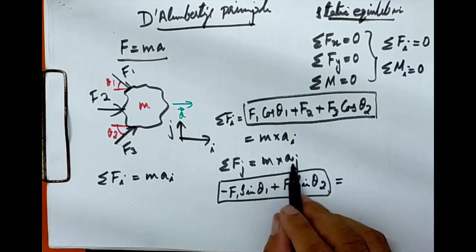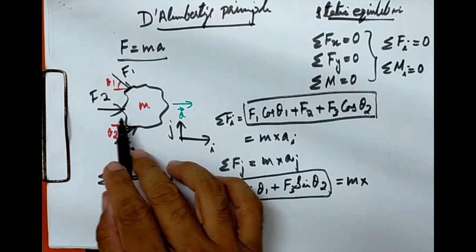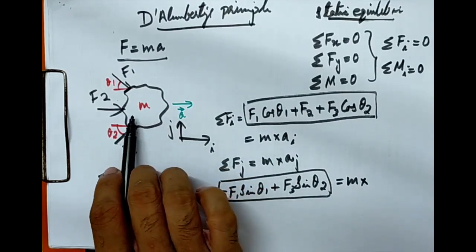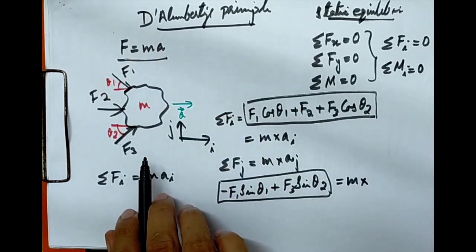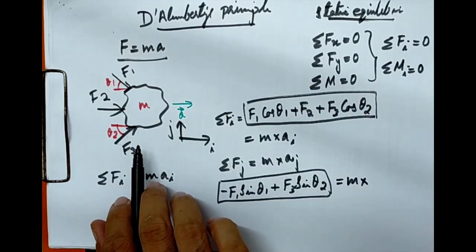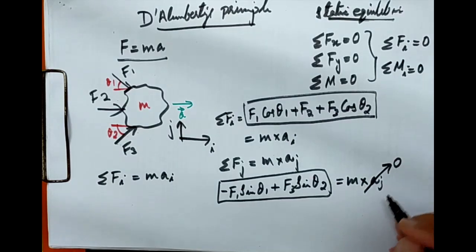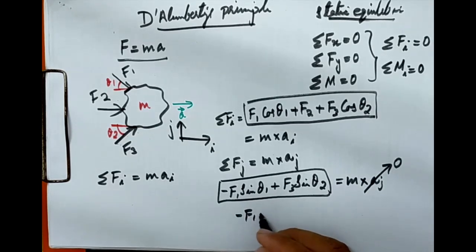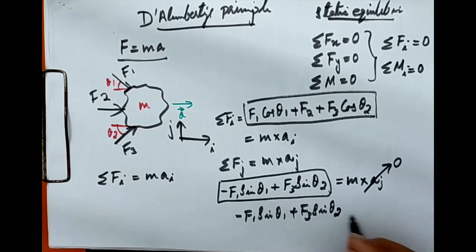Now we need to equate it to m times aj. m is the mass of the object, and we need to consider aj. When we defined the problem, we said that this object is moving with an acceleration a in this direction. We didn't consider the object moving in the j direction, which means the acceleration in the j direction, aj, equal to 0. So basically we can write this equation as minus F1 sin θ1 plus F3 sin θ2 equal to 0.